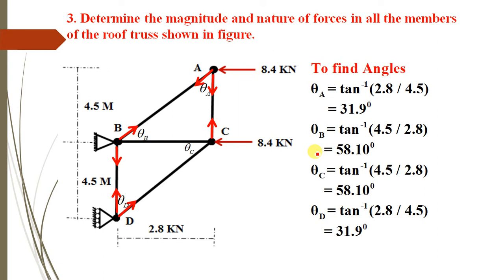Now the next problem. What is the next problem? Determine the magnitude and nature of forces in all the members of the roof truss as shown in the figure. First, I will give some time to observe this figure. You have to observe the figure. Where is the roller support? Where is the hinge support? And what are the external forces? And what is the size of the truss that is given.